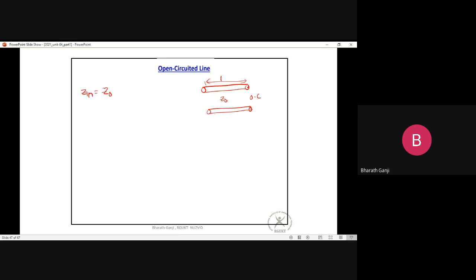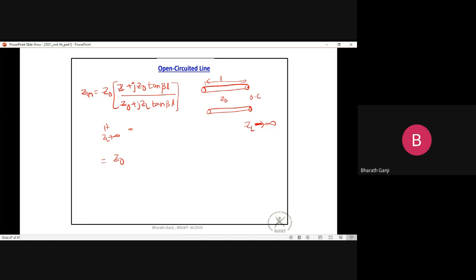So the input impedance formula is always Z0 into (ZL plus jZ0 tan beta L) divided by (Z0 plus j ZL tan beta L), for a lossless line. For an open circuit, ZL tends to infinity. So in the numerator and denominator, you can take ZL common, and put the limit ZL tends to infinity. So you basically end up with Z0 into, divided by ZL here.